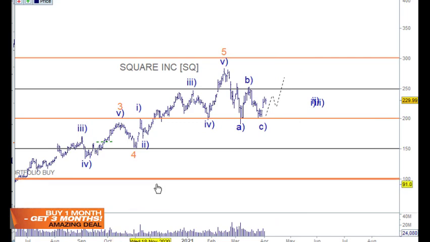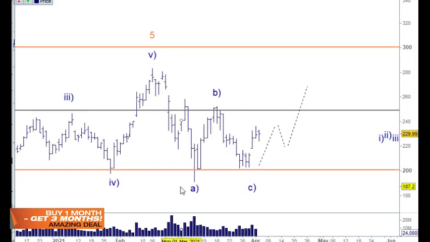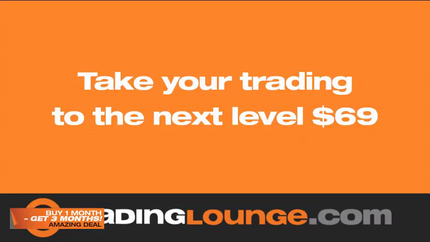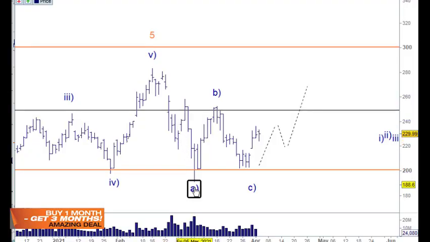And Square here. Now with Square, we know that the move down through here is in 3 waves. So we know at some point this top's going to be taken out. The question is how complicated is this going to get? Do I have it right as an A wave, a B wave, and a C wave for this? And then we just move up here in 5 waves.